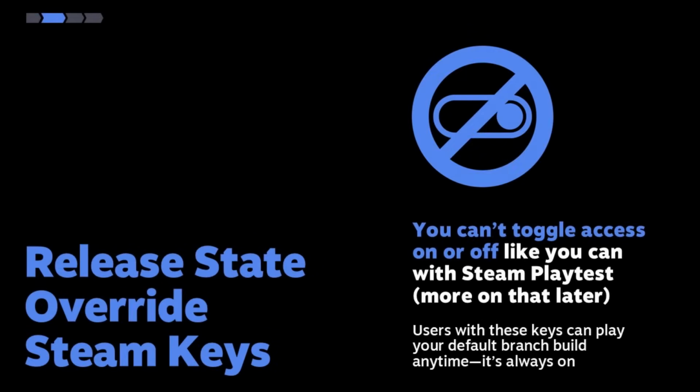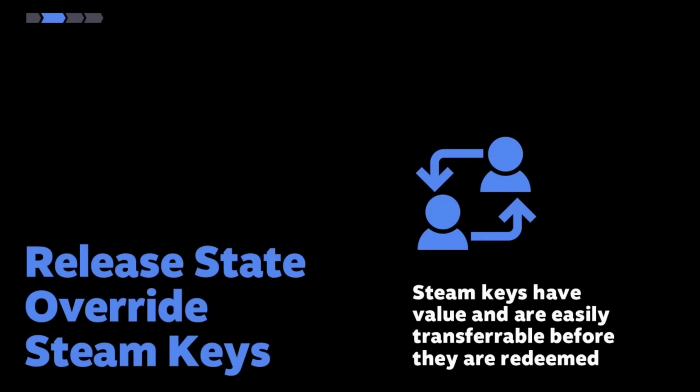You can't toggle access on or off for users who have a release date override Steam key like you can with Steam playtests, and we'll talk a little bit more about that later. Users with release date override Steam keys can play your default branch build anytime and immediately, meaning that it's always on. And whenever you update your default branch, they will get those updates. Another thing to keep in mind is that any kind of Steam key, including release date override Steam keys, have value and are easily transferable before they are redeemed. We recommend doing your best to track these keys and who should have access to the build.